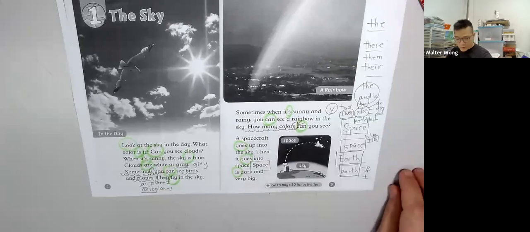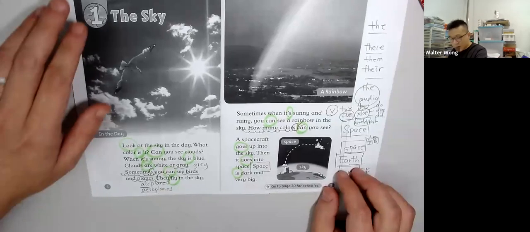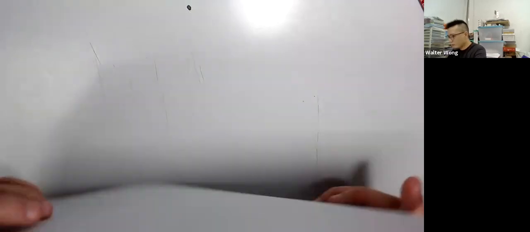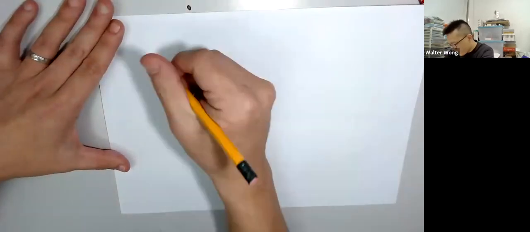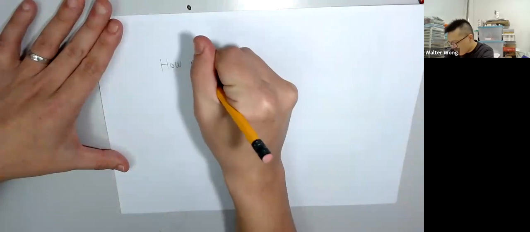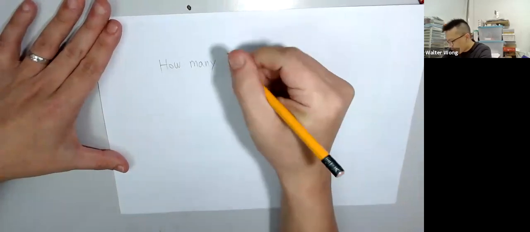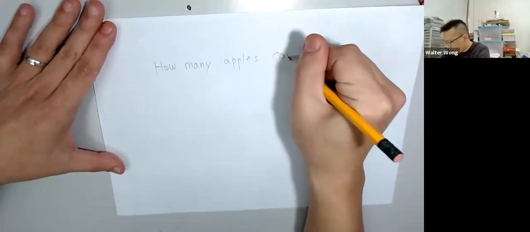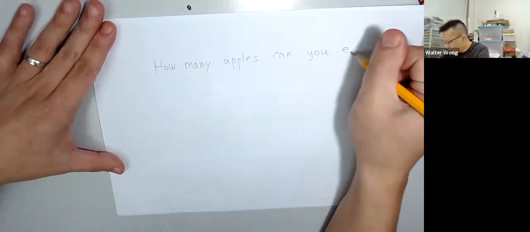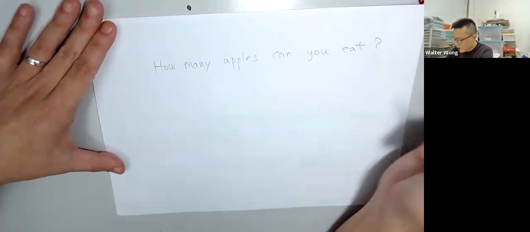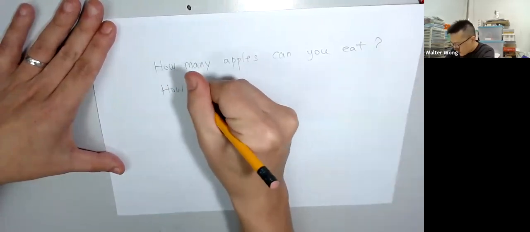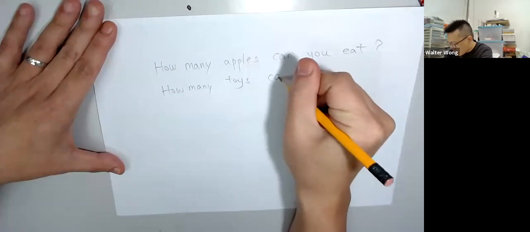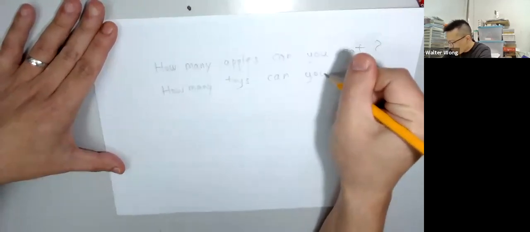今日重點句子想講 how many，啱我 Sir 講咗，通常後邊名詞有 s。How many apples can you eat? How many toys can you see?